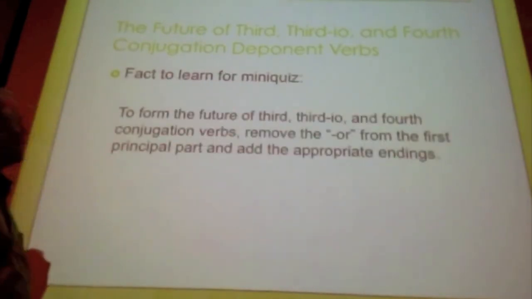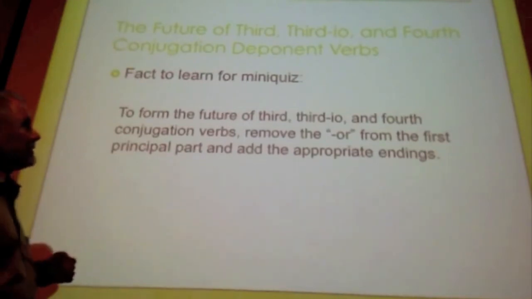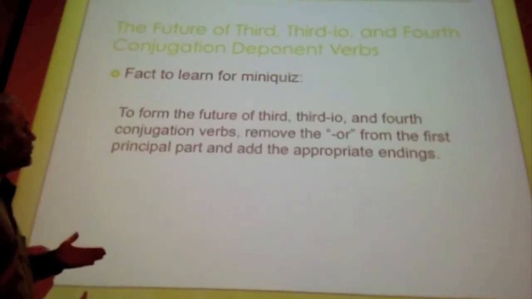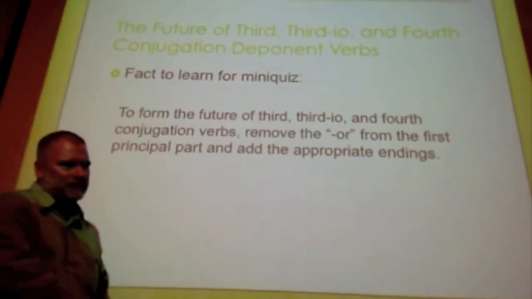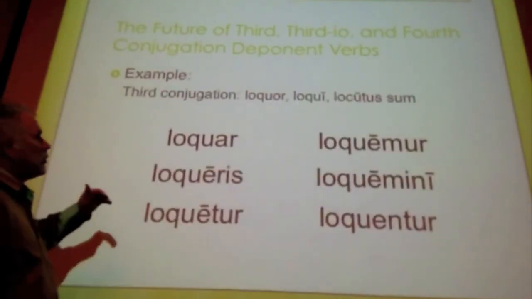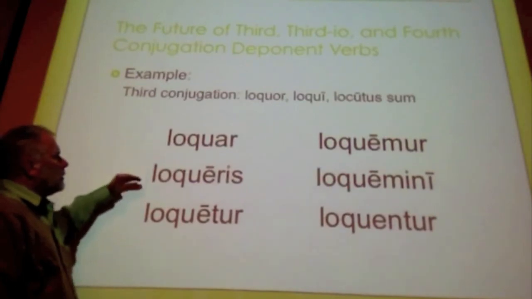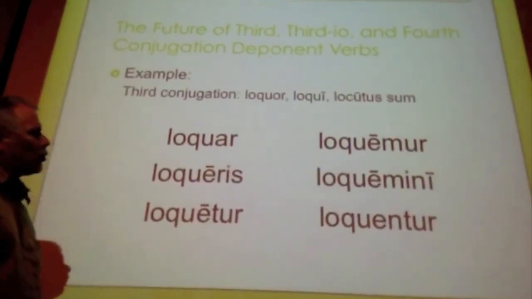Here's a fun fact to learn for the mini quiz, and the only fact in this presentation. To form the future of third, third io, and fourth conjugation verbs, remove the or from the first principal part and add the appropriate endings. So what do we wind up with? If we add those endings for loquor, we get loquar, loqueris, loquetur, loquemur, loquemini, loquentur.